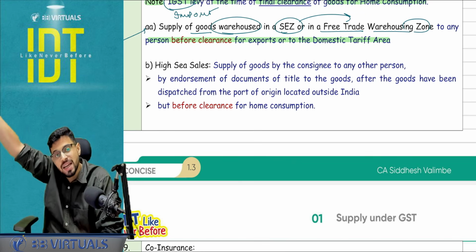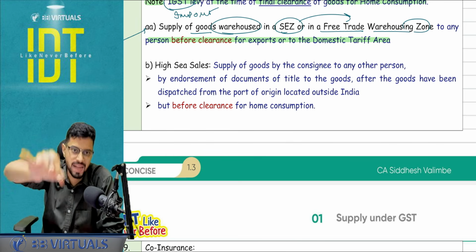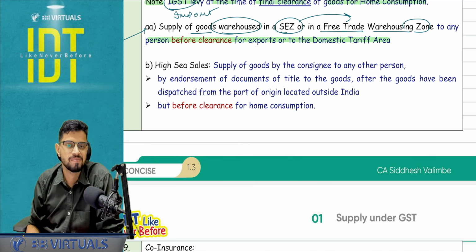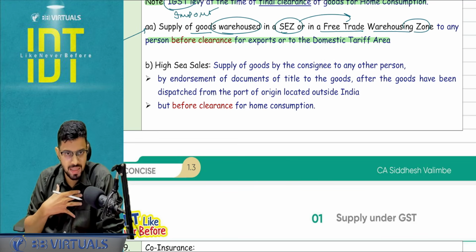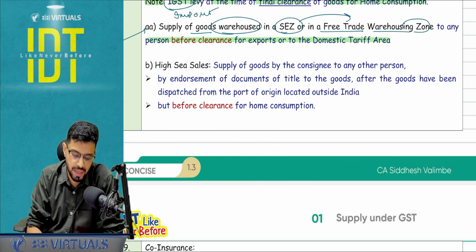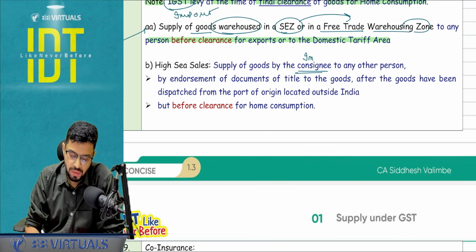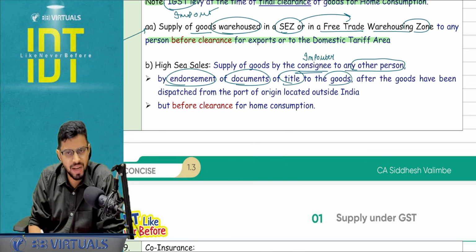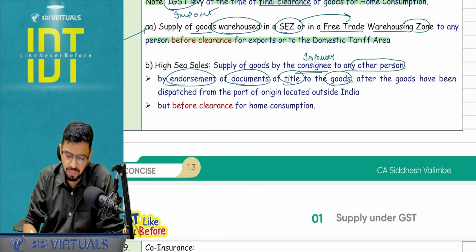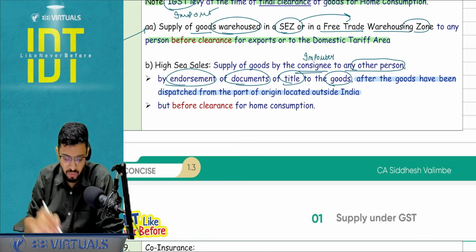Then after clearance, whatever sale transaction happens is a supply under GST. So, supply of goods by the consignee. The consignee is the person who has ordered the goods, basically the importer, to any other person by endorsement of document of title. This is the manner of sale that is happening, after the goods have been dispatched from the origin port and obviously before clearance.